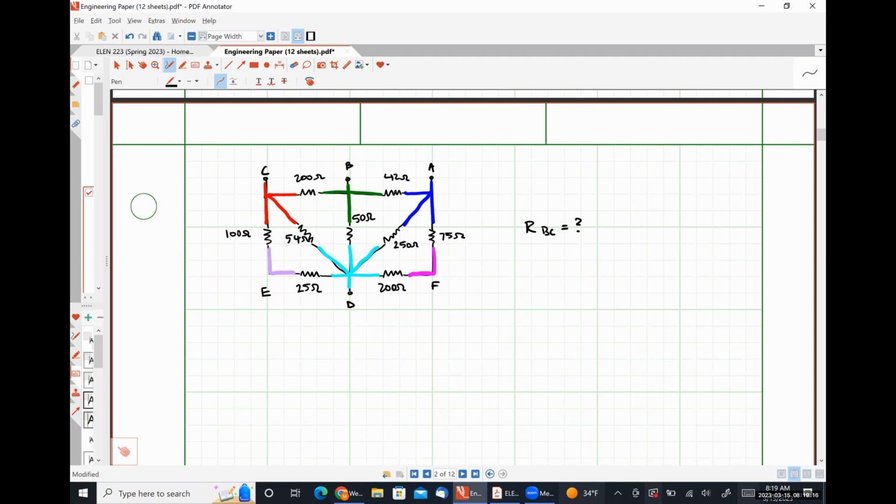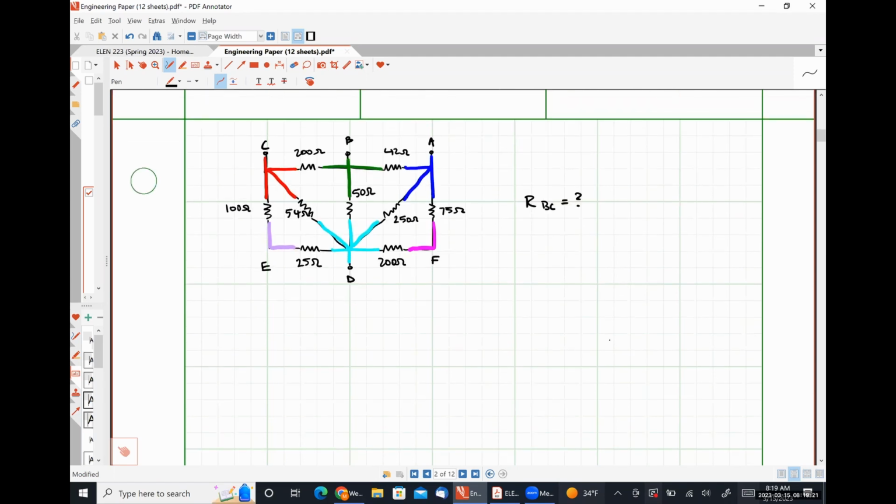So what I'm going to do now is put node B on the left-hand side of my page, and I'm going to put node C on the right-hand side of my page. And then I'm going to play connect the dots with resistors. Okay. So I'm just looking for the different ways that I can get from B to C. So the first way, and I usually do the simplest path first, is just directly from B to C through the 200 ohm resistor. Okay.